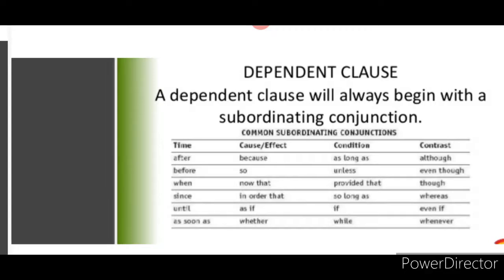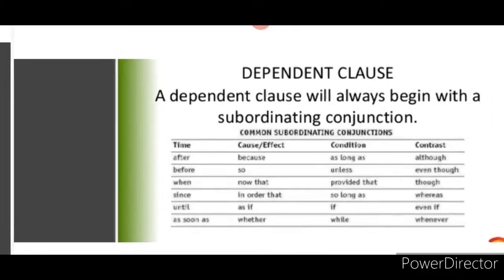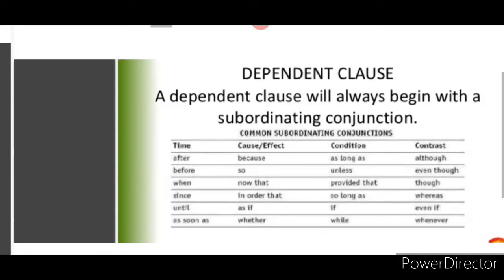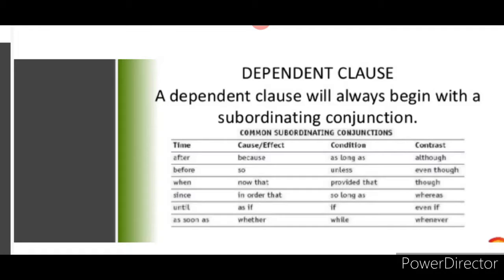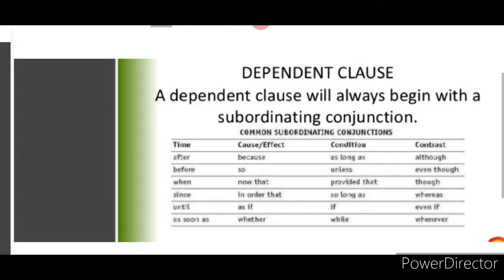So here, what does subordinating conjunction mean? Subordinating conjunctions are the words that help to link, that help to connect a dependent clause to an independent clause. So what are the subordinating conjunctions we have? After, before, when, since, until, as soon as, because, so, now that, in order that, as if, whether, as long as, unless, provided that, so long as, if, while, although, even though, whereas, even if, whenever.